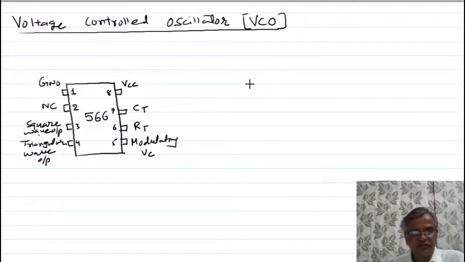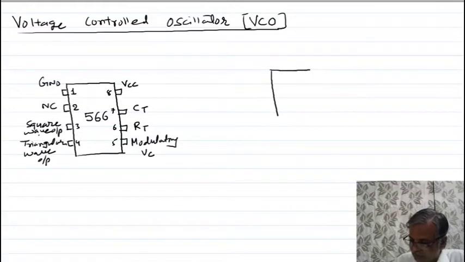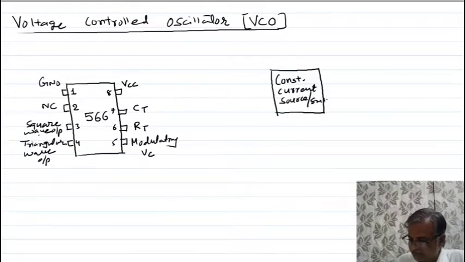Now I am showing the internal block diagram of the IC 566. Here this is a constant current source, one block of a constant current source, which can supply and sink the charging and discharging current. Here the resistor RT is connected.